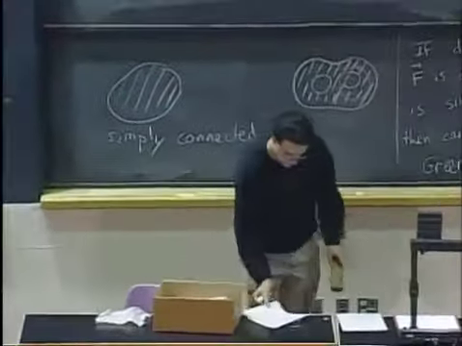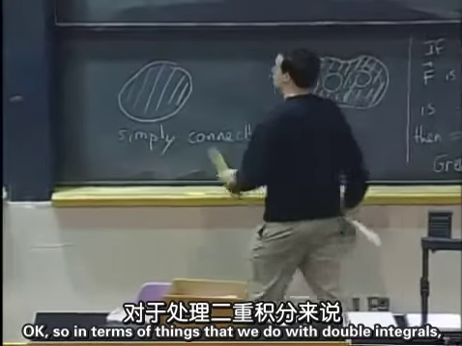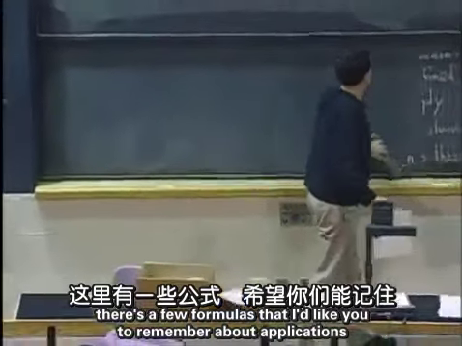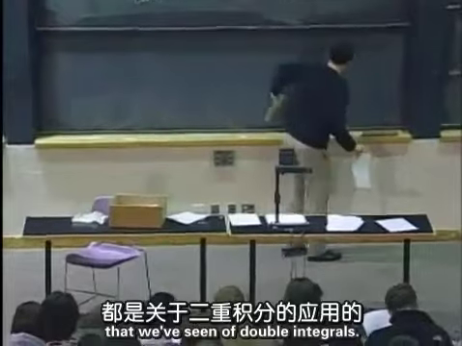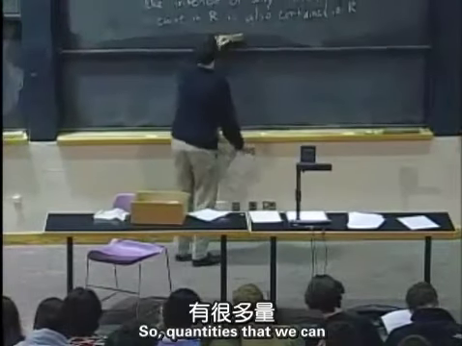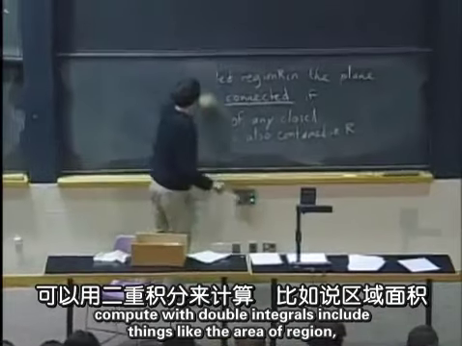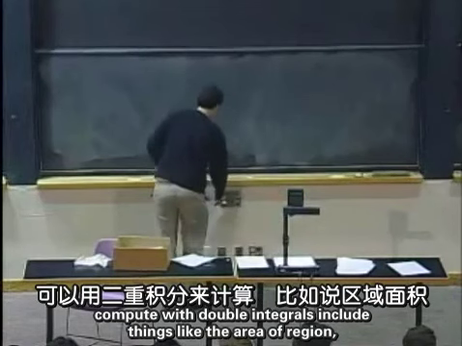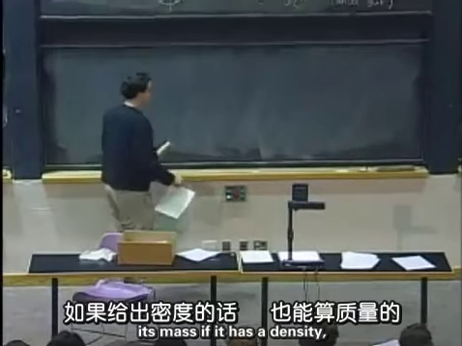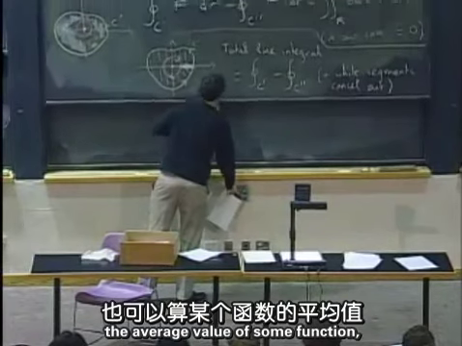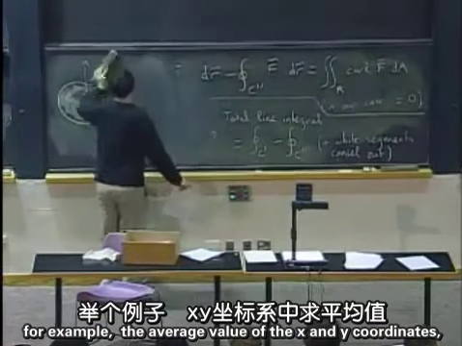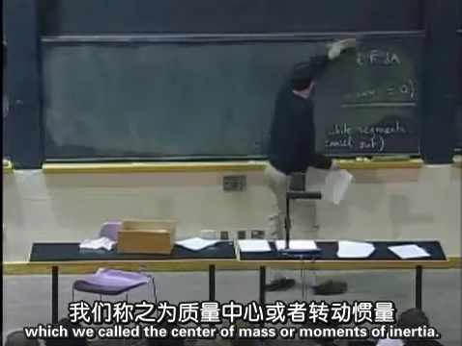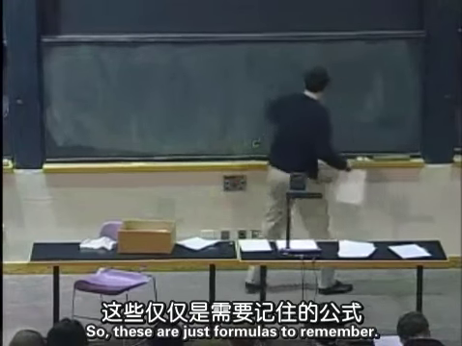So in terms of things that we do with double integrals, there are a few formulas that I'd like you to remember, applications that we've seen of double integrals. Quantities that we can compute with double integrals include things like the area of the region, its mass if it has a density, the average value of some function, for example the average value of the x and y coordinates, which we call the center of mass, or moments of inertia. So these are just formulas to remember.